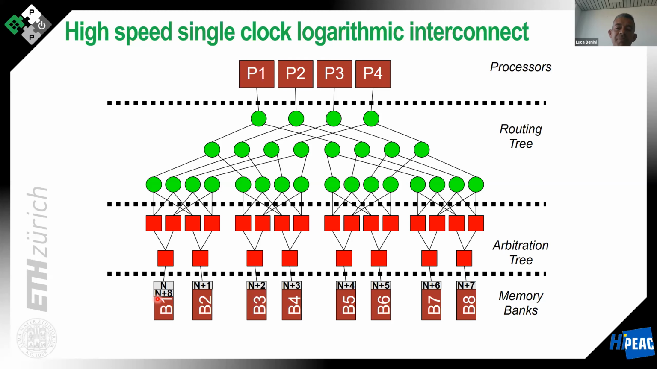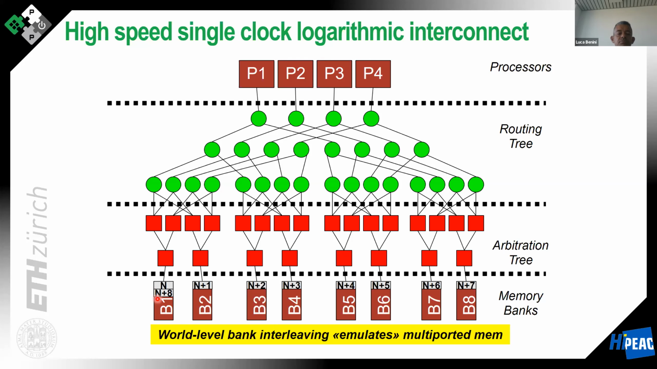And we have a lot of bandwidth between the processors and the memories. So the word level interleaving emulates a multi-ported memory. In the first cycle, the processor gets across the logarithmic interconnect the so-called request path, and in the second cycle, it gets the data back. So this is a very short and fast latency across the interconnect.